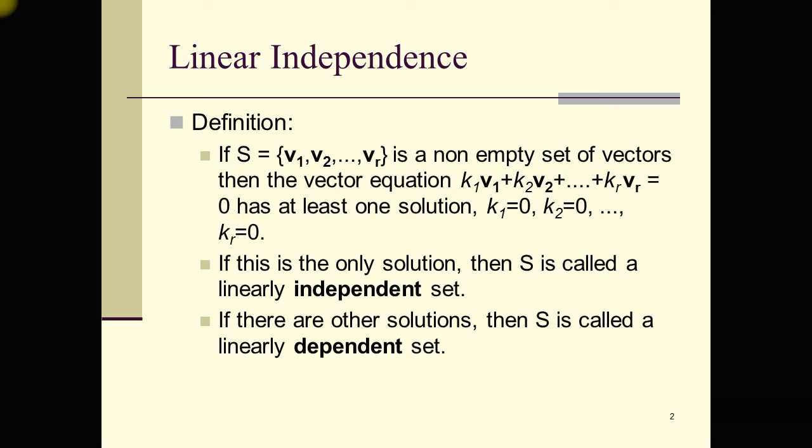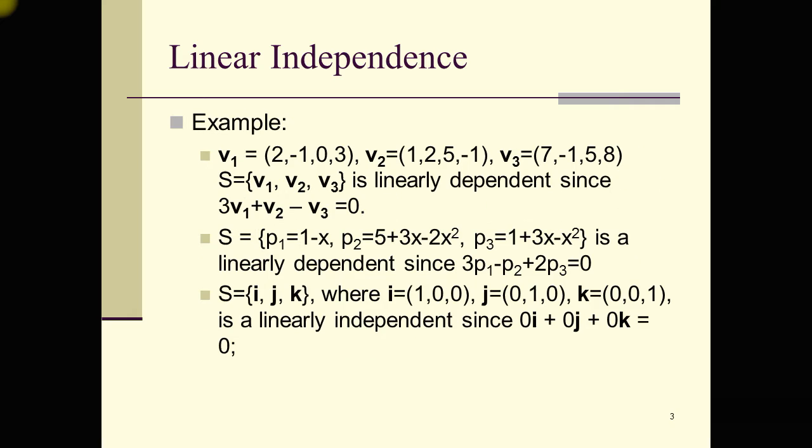So if the system has only this zero solution k1 equals 0, k2 equals 0 up to kr equals 0, then the vectors are called linear independent. And if the scalars k1, k2 up to kr have non-trivial solutions, non-trivial solution meaning the system has other solutions additional to the zero solution, then the vectors will be linear dependent.